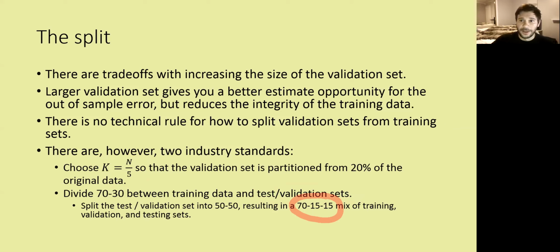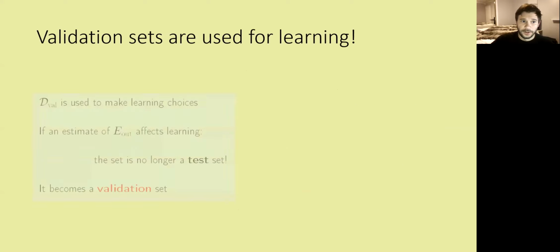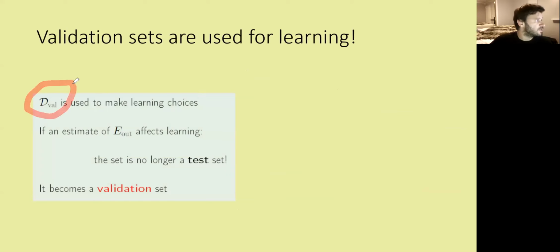So I want to be clear about this concept. The validation sets are used for learning. That validation data in that flow chart we looked at is used for making choices across different hypotheses that we've proposed. So if an estimate of E out causes us to learn something, then that data set is no longer a test set. It's a validation set because we're still using some of that information to tweak our model selection criteria.